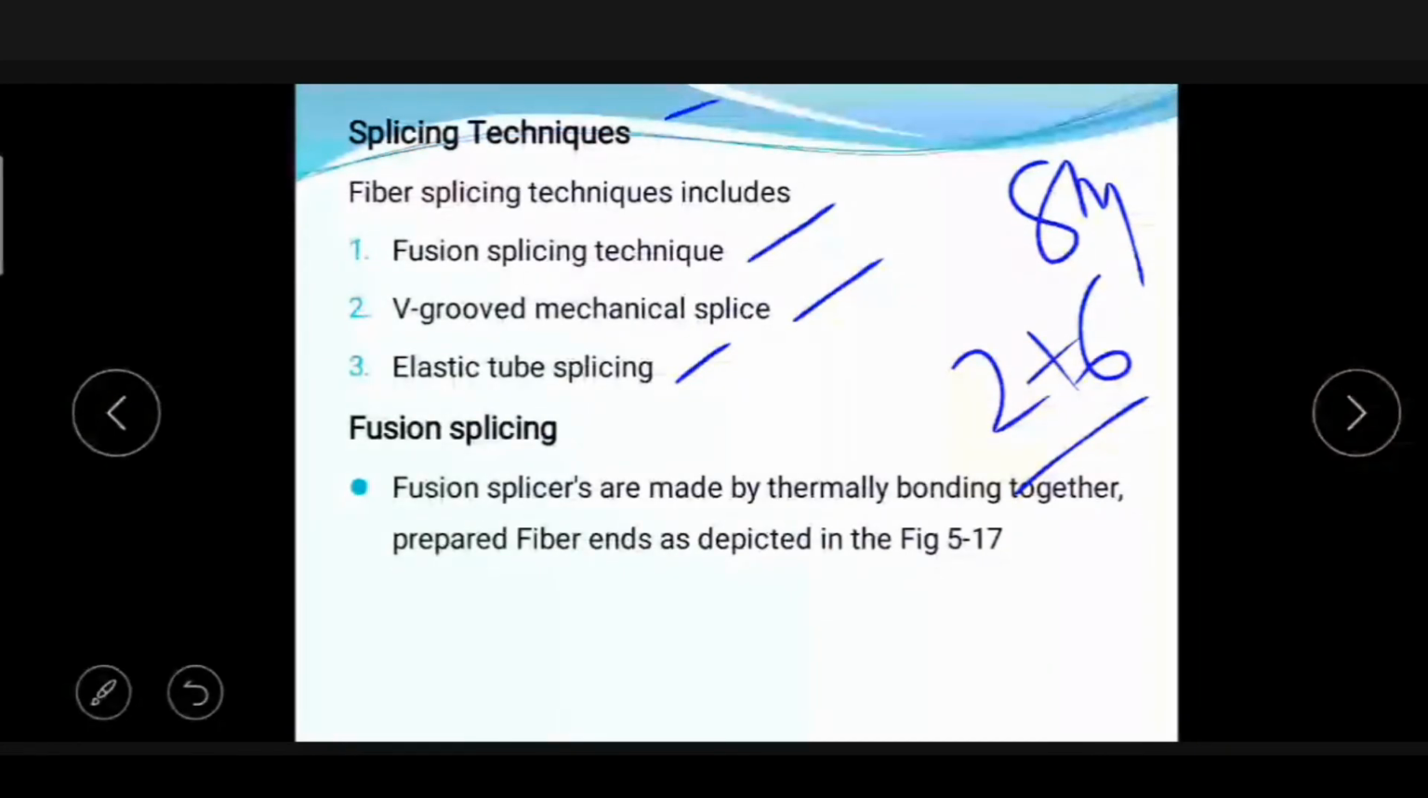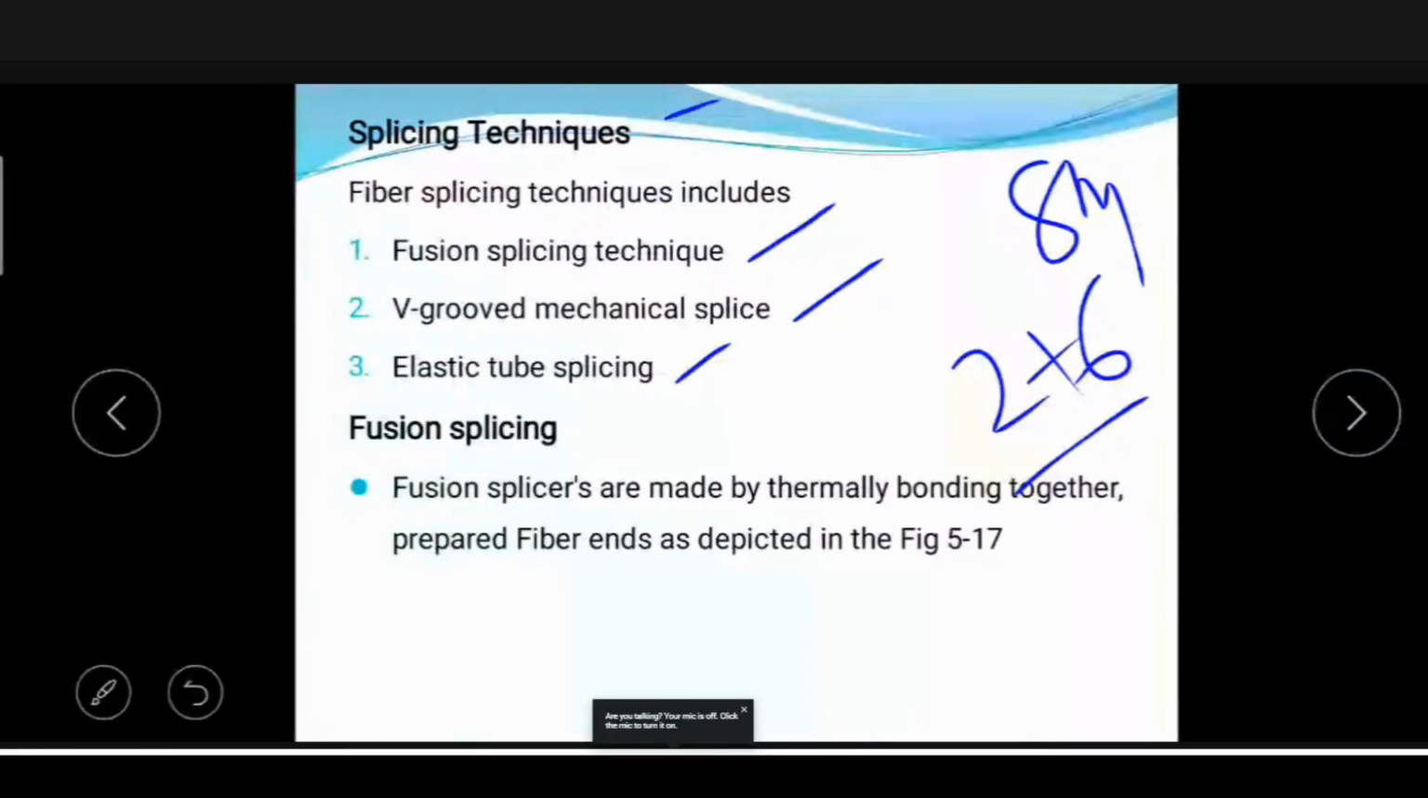So the thing is, whenever we consider a fiber connector, we are just using a connector which is a device, and we are just joining a fiber. Whereas if I consider a process of splicing, we are joining it permanently. So in order to join permanently, we use a splicer and we bond it together thermally. It means that we heat it, and once it is heated, the joint is permanent. So that is what the splicing technique means.